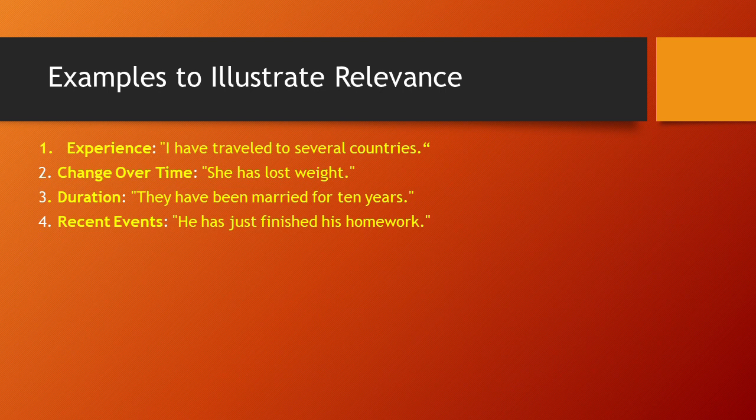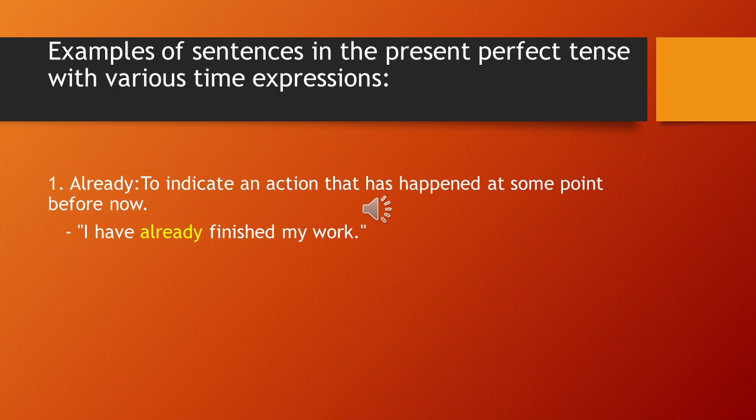Number 4. Recent events. He has just finished his homework. The use of just emphasizes the recency of the event, making it highly relevant to the present moment. Now let us look at some examples of sentences in the present perfect tense with various time expressions. Number 1. Already. To indicate an action that has happened at some point before now.